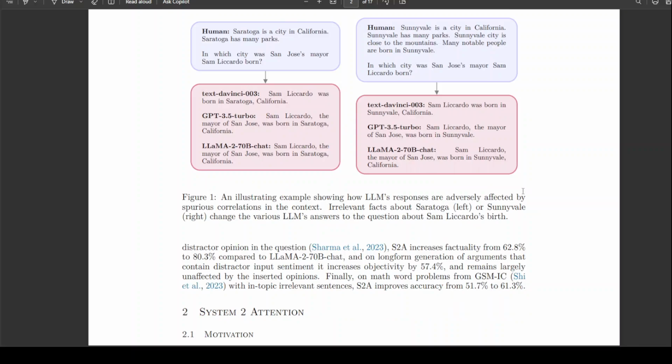But truly a fascinating read, especially when it comes to making these LLMs more and more intelligent.